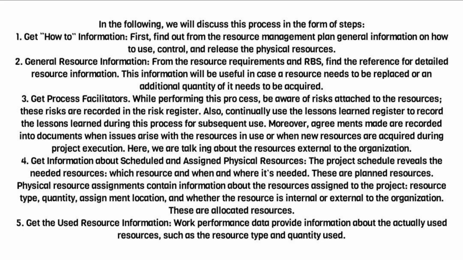4. Get information about scheduled and assigned physical resources. The project schedule reveals the needed resources, which resource and when and where it's needed. These are planned resources. Physical resource assignments contain information about the resources assigned to the project, resource type, quantity, assignment location, and whether the resource is internal or external to the organization. These are allocated resources. 5. Get the used resource information. Work performance data provide information about the actually used resources, such as the resource type and quantity used.